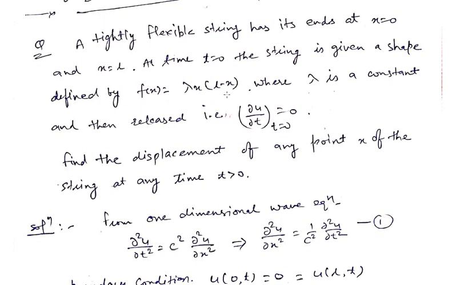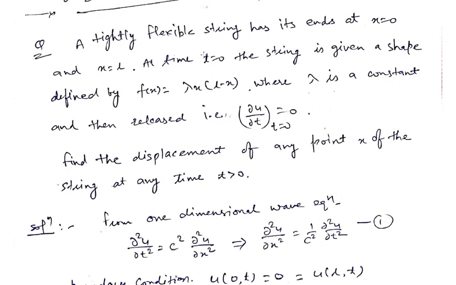At time t = 0, the string is given a shape defined by f(x) = λx(L − x), where λ is a constant, and then released, that is, ∂u/∂t at time t = 0 will be 0. It means initially it is in a fixed position, f(x) = λx(L − x). It's independent of t, that's why ∂u/∂t at t = 0 will be 0.